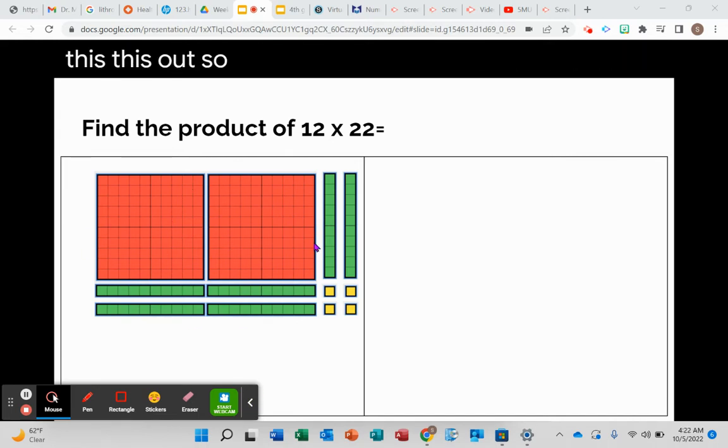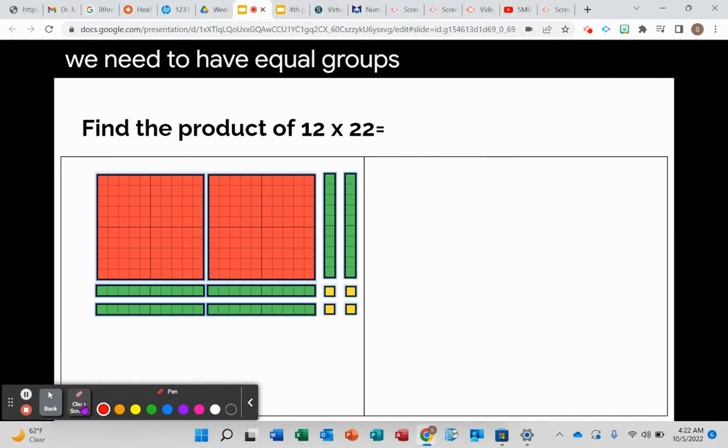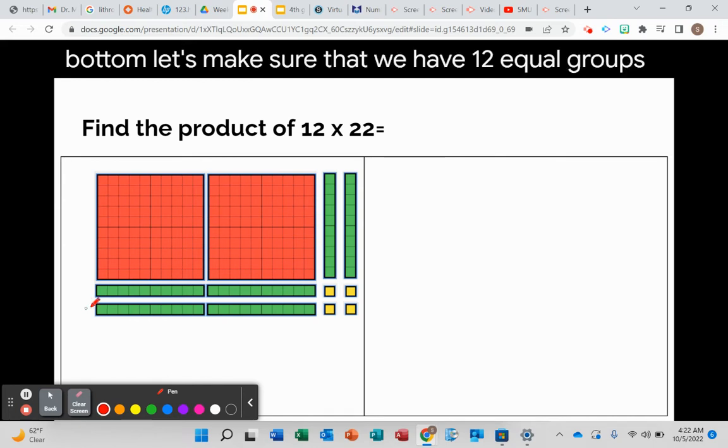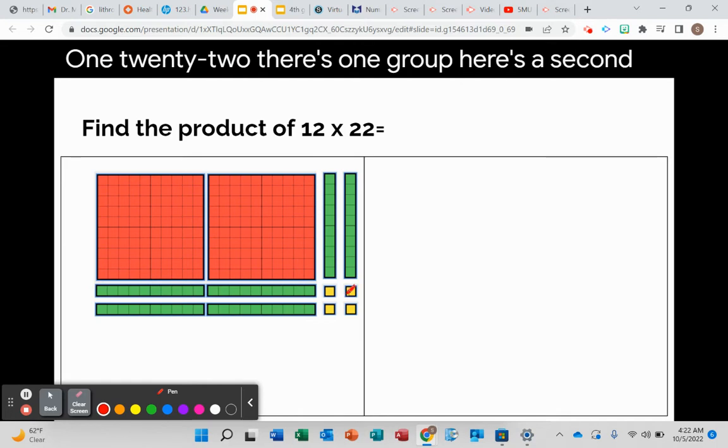What I did was I made 12 equal groups of 22. Remember, when we are multiplying, we need to have equal groups. So let's look at these over here. We're going to start at the bottom. Let's make sure that we have 12 equal groups of 22. So over here, I have 10, 20, 21, 22. There's one group. Here's a second group of 22.